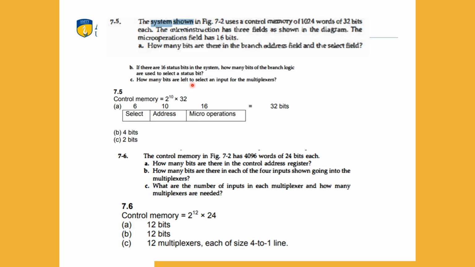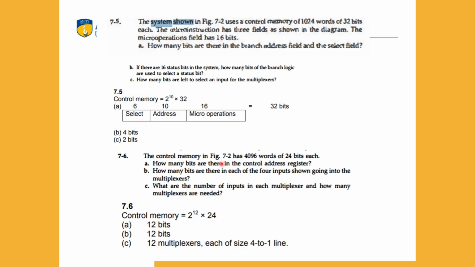Finally, how many bits are left to select an input for the multiplexers? We can see that the instruction has 6 select lines in total, and since 4 are used for the status bit selection, the remaining are 2 bits. Hence the last 2 bits will be used for selecting an input for the multiplexers.